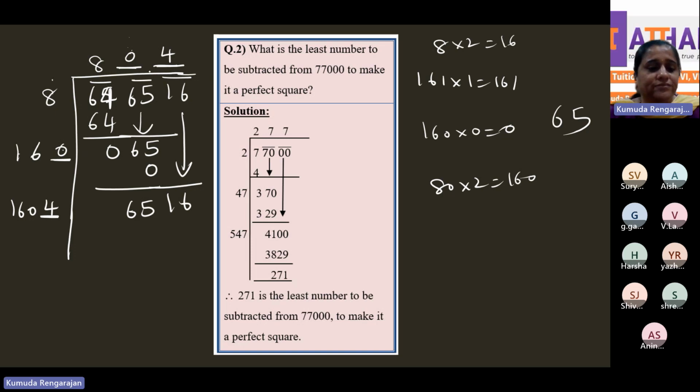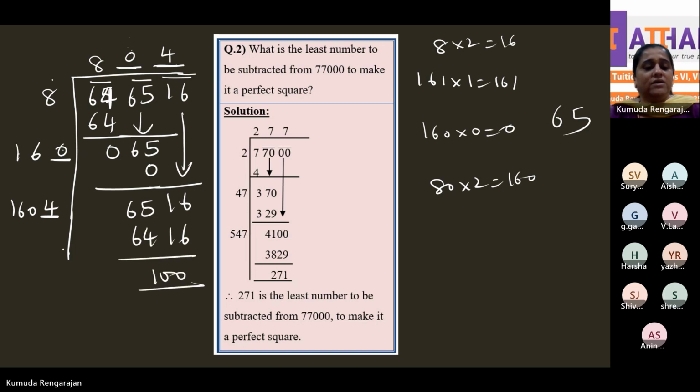1604 into 4 is 6416. And the remainder is 100. And we start the division here because that's all. We've got all the pairs down. There is no part of the number given which remains here. We have brought 65 down, 16 down. So we're done with the division. So 100 is a remainder.